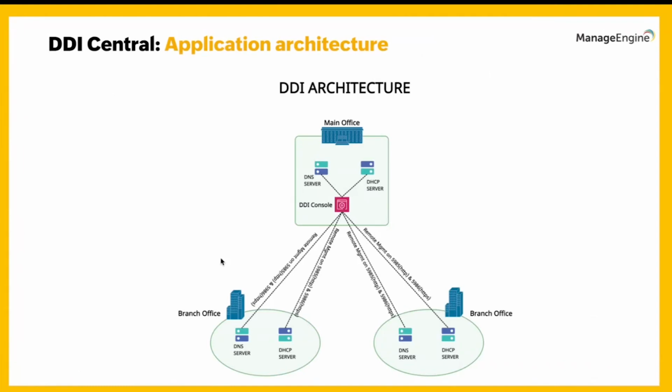The diagram you see on screen depicts a typical Windows network infrastructure managed via DDI Central. The two remote branch office DNS DHCP clusters communicate with the DDI console via the WinRM protocol, ensuring continuous visibility. As I mentioned before, WinRM setup is required in your infrastructure, so please establish it if you haven't in your Windows infrastructure.